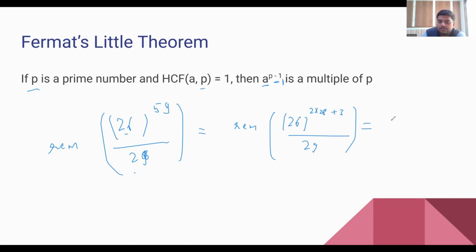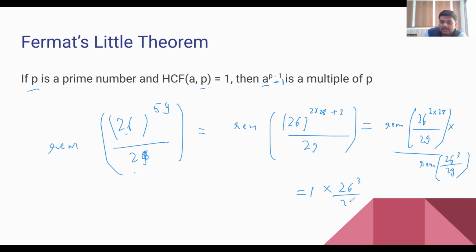So it is equal to 26 to the power 2 into 28 divided by 29 into 26 cube divided by 29. Now, this will be equal to 1 into 26 cube by 29 and its remainder. So you need to find out this value only and you will get your required answer. So this is how this particular theorem is used.